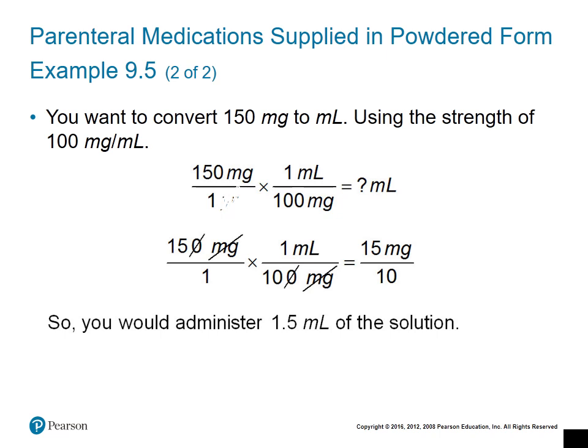Okay. So when you multiply this out, so again, this was your order, and then you multiplied it by the new reconstituted strength. And so what you end up with is 15/10, or 1.5. So you would administer 1.5 milliliters of this solution after you perform the reconstitution.